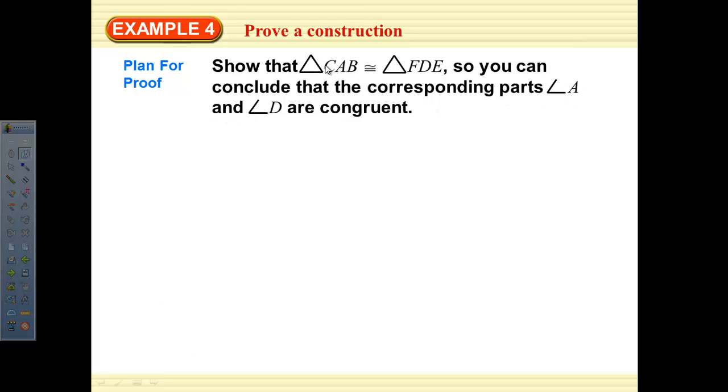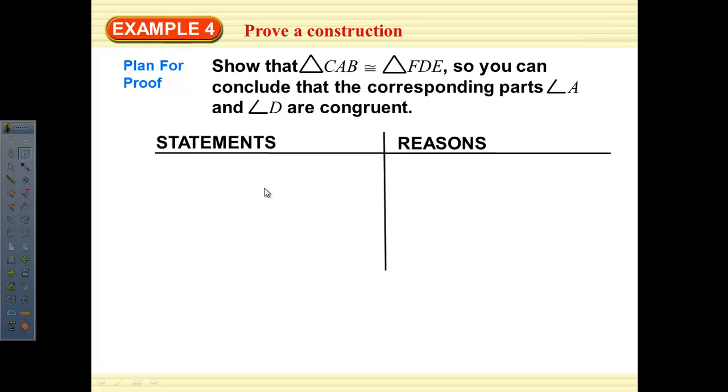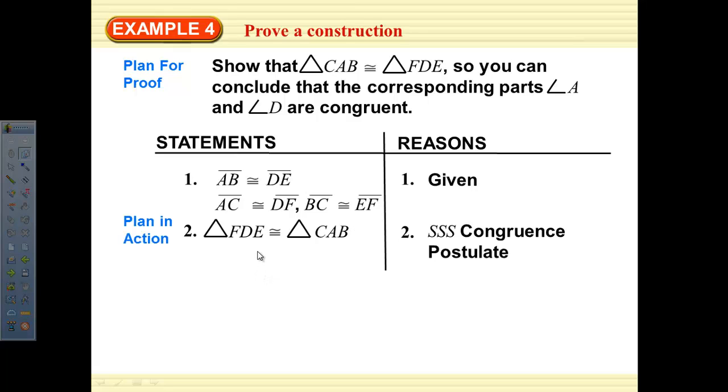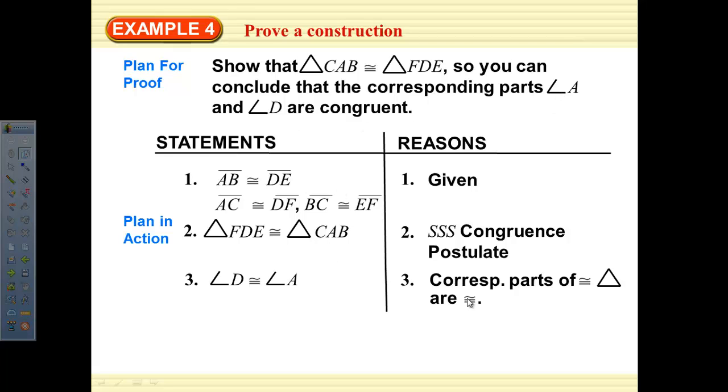So that's our plan. Again, first statement, all of that's congruent. That gives us our side, side, side. And then, since the side, side, side is true, we know A and D are congruent by CPCTC.